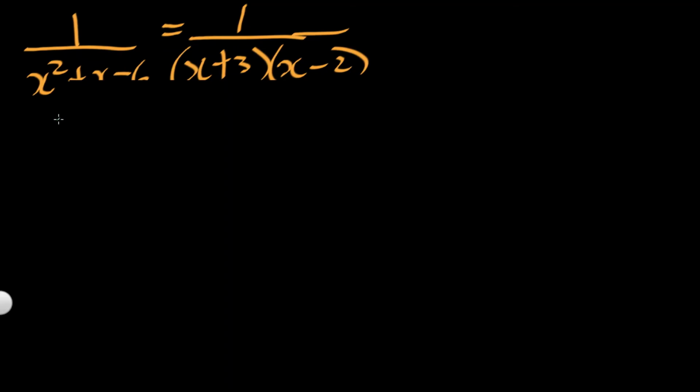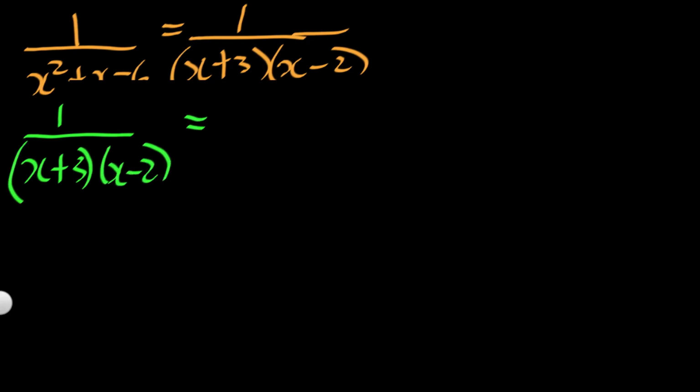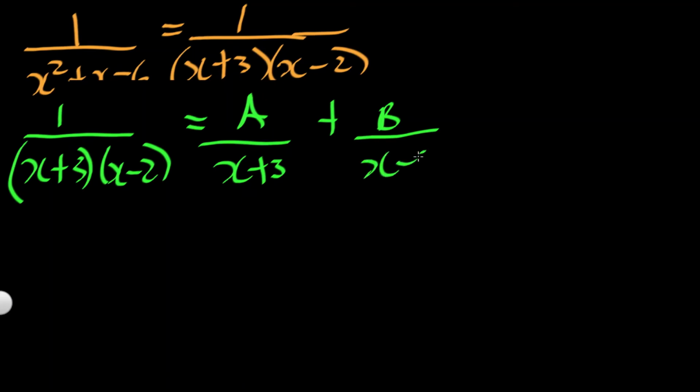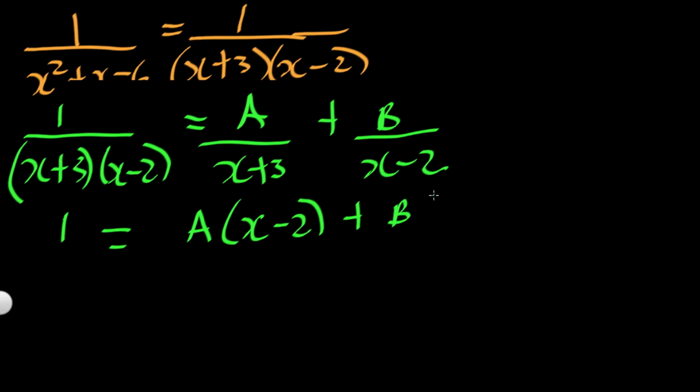1 over x plus 3, x minus 2, and we said this is equals to a over x plus 3 plus b over x minus 2. And if we multiply throughout, we got this function here that said 1 is equals to a times x minus 2 plus b times x plus 3. Okay, let us expand.